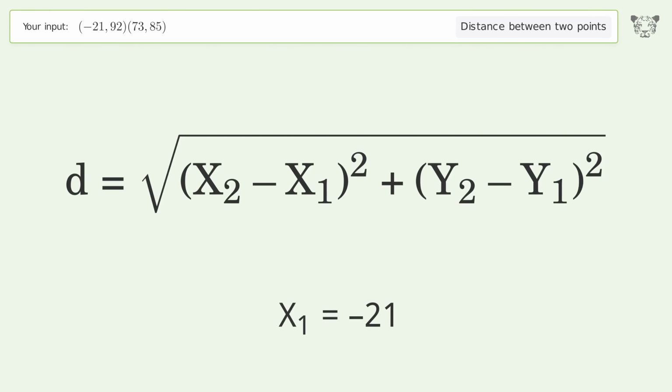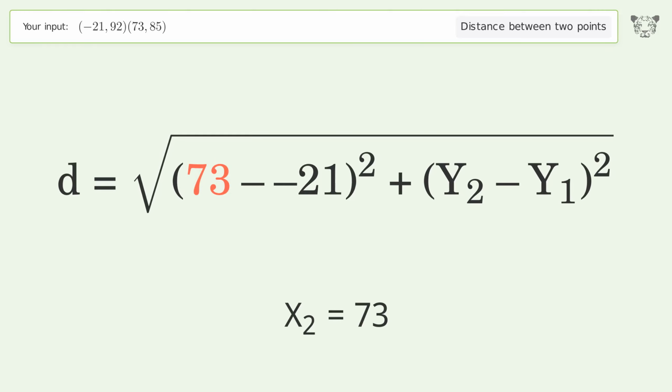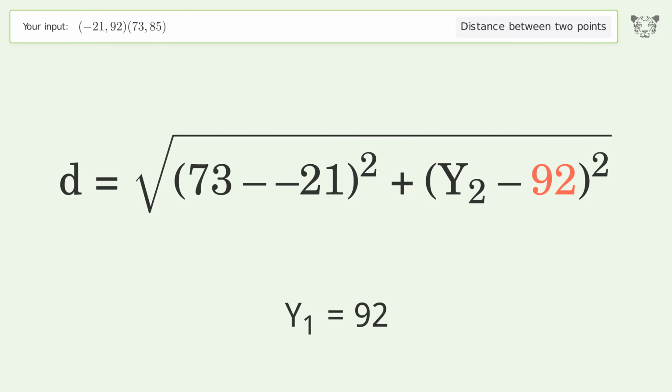x1 equals -21. x2 equals 73. y1 equals 92. y2 equals 85.